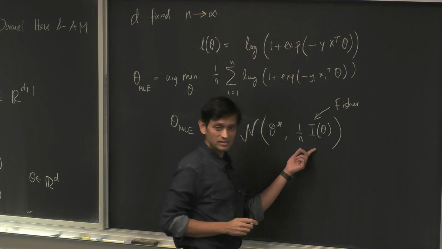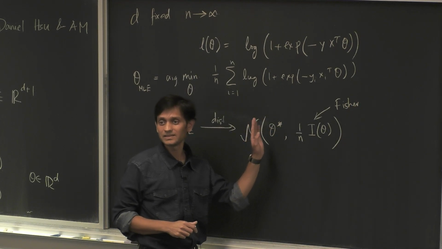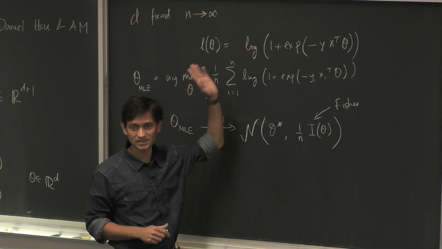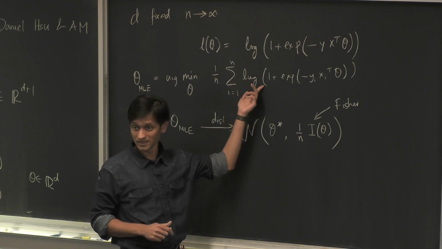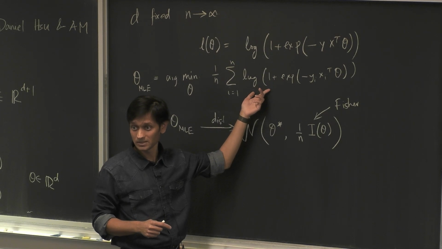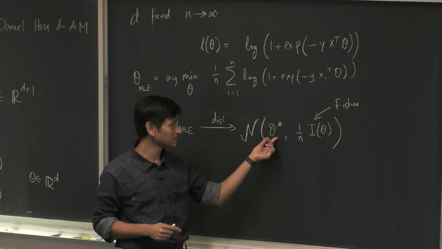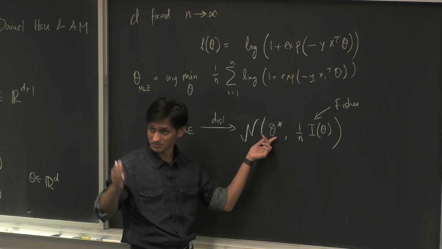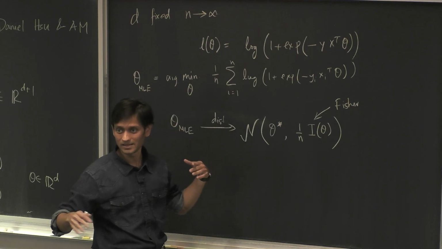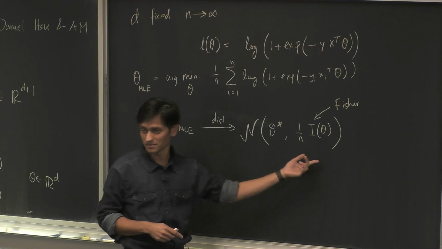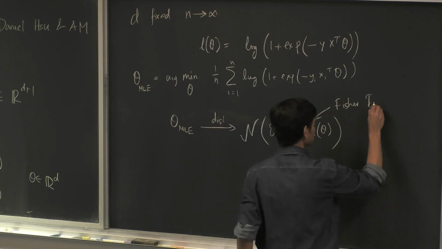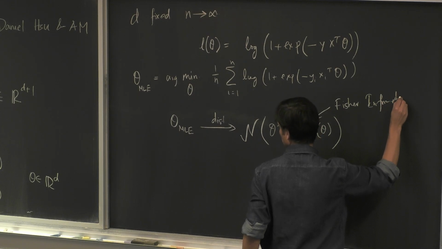If you don't know what this is, it's not very hard to derive. This is a very generic result for all maximum likelihood estimators in this regime. You write out the loss function and take its derivative and set it to 0. You write out the loss function at theta star and take a Taylor expansion. The first derivative is 0, so you take the subsequent term and neglect all others, and you get back the Fisher information matrix.